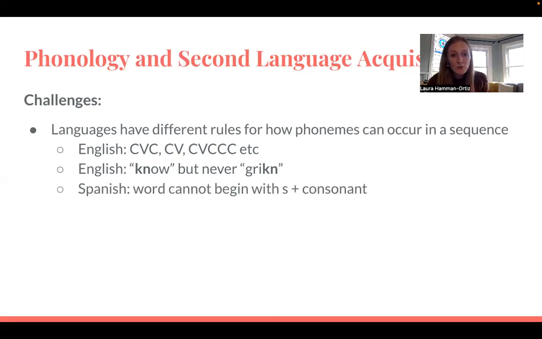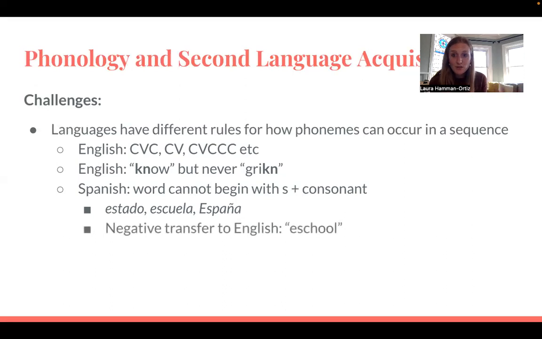One rule in Spanish is that words cannot begin with S and a consonant. So that is the reason why there's words like estado, escuela, España, because S followed by a consonant means we have to have a vowel starting that word. And that's one of the reasons why Spanish speakers who are learning English sometimes add a vowel sound to the beginning of a word that in Spanish wouldn't be able to start with an S. So like the word school, you sometimes will hear Spanish speakers say eschool, not just because they're thinking about escuela, which is school in Spanish, but because it's not normal in Spanish to have an S followed by a consonant that isn't preceded by a vowel.